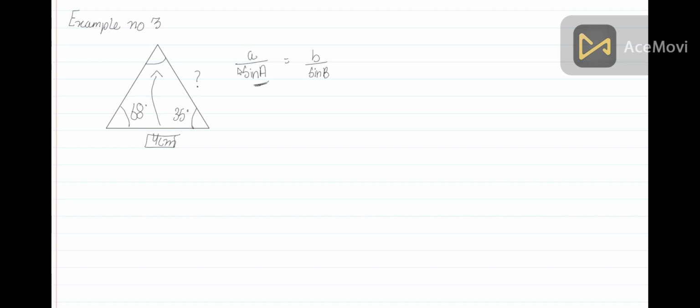So first we have to find out the angle for the 4 centimeter. If you are writing this 35, where is their opposite side? So this question is a little tricky. So first we have to find out the angle number 3, that is opposite to the 4 centimeter.